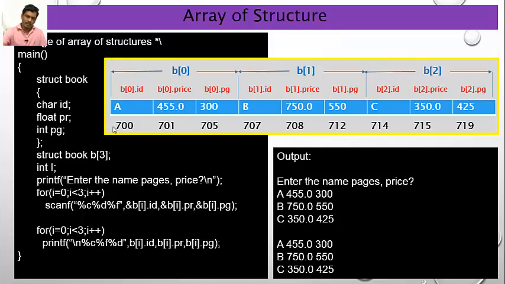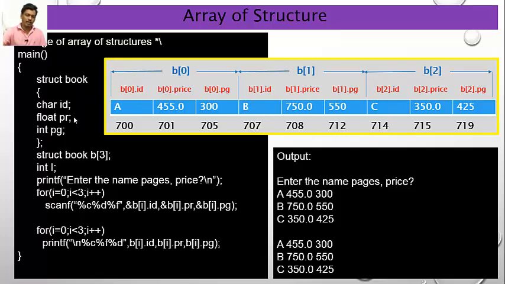So the addresses are in continuous form, like in an array. Array addresses are in continuous form, so they are allocated continuously. A structure array is also allocated continuously. That is, 700 is the 0th location, the starting address is 700. 707 is the address of the B of 1 location. 714 is the address of B of 2.